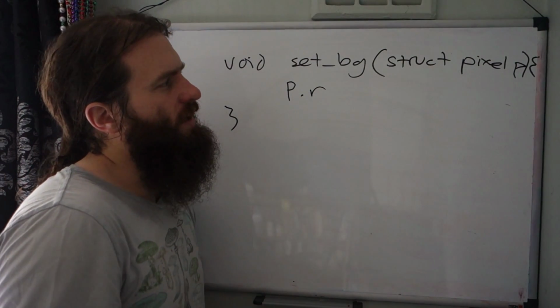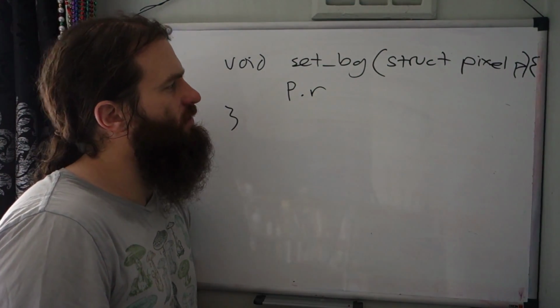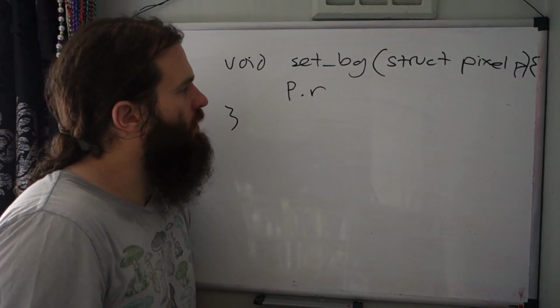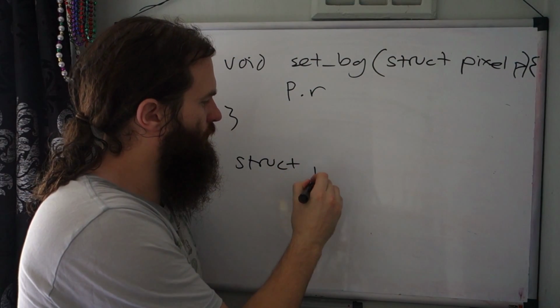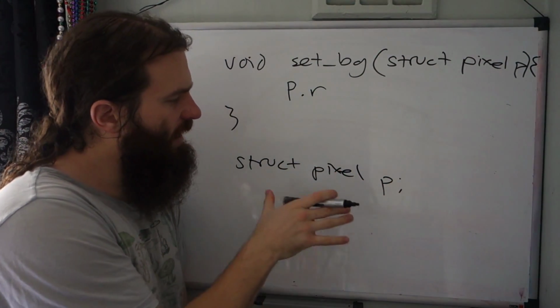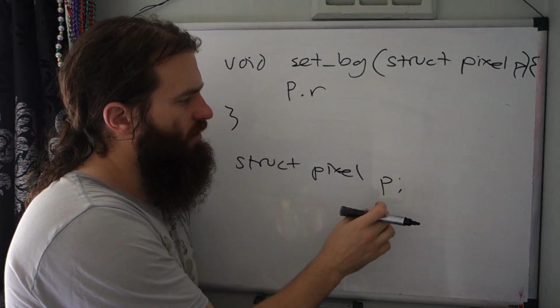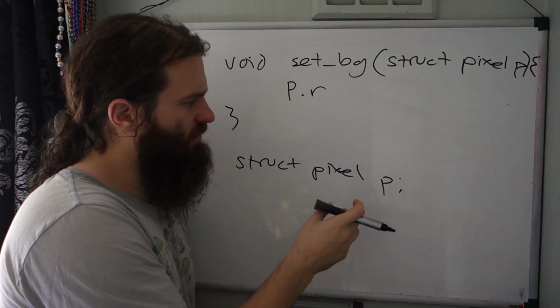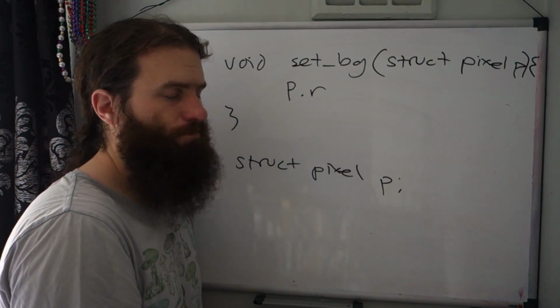Just to note here that when you declare a structure variable, so when we had our struct pixel p, that will declare the space for those 3 unsigned characters in memory, on the stack in this case, and they will be contiguous in memory.